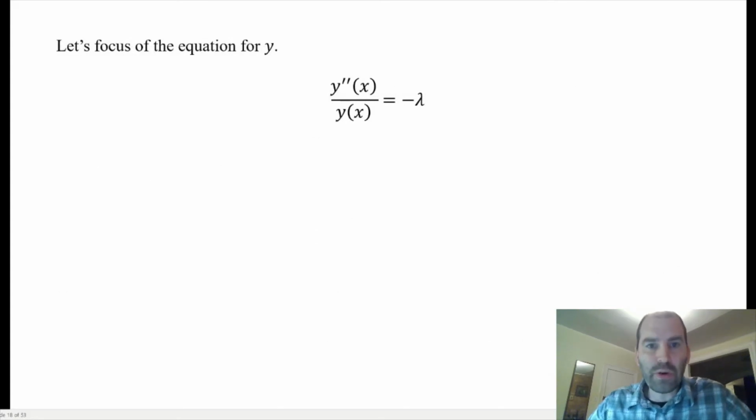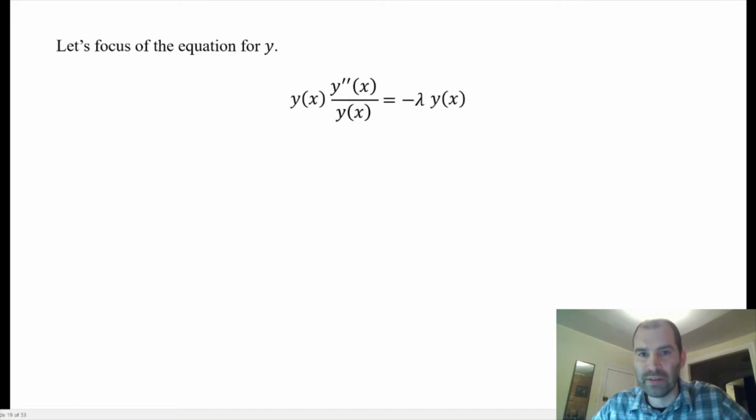Okay, so let's focus on that differential equation for y. What we're going to do is just rewrite this in a different form. I'm going to multiply both sides by y of x. Cancel those out. So now I have this. I'm just going to add lambda y of x to both sides. There we go. All right, so we have this differential equation.